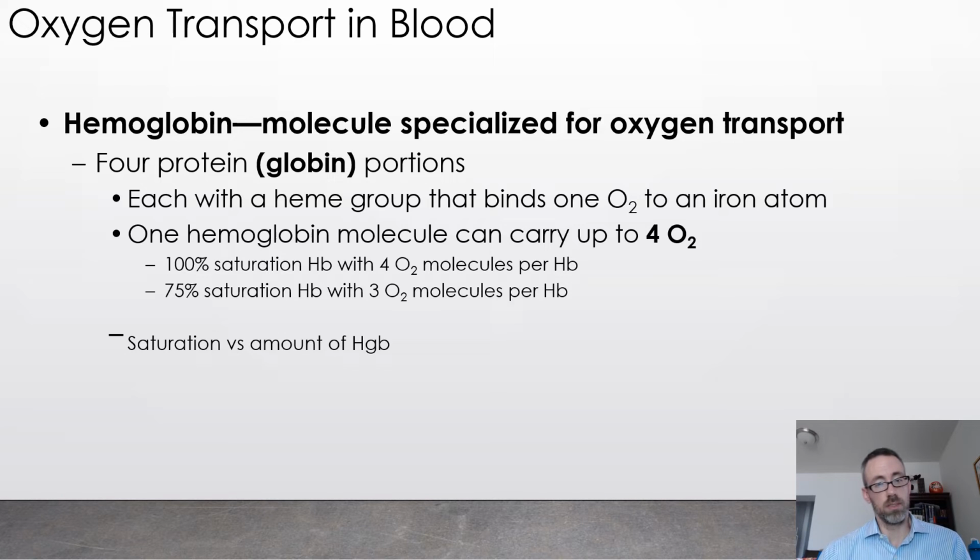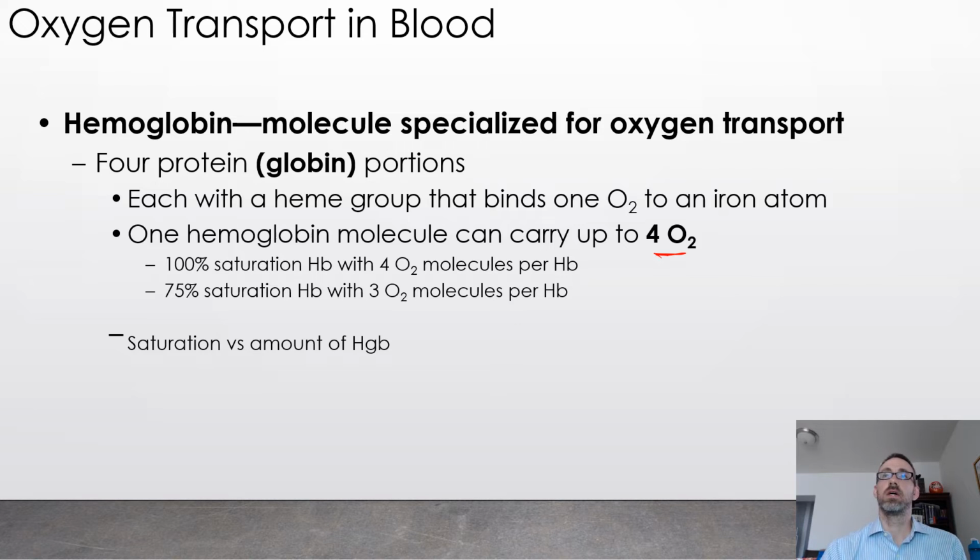And hemoglobin, just in brief, is specialized for oxygen transport. There are these 4 globin portions, primarily those alpha and beta globins. They have a heme group, and that heme group has an iron at its center, and each one of those heme groups can bind to 1 oxygen molecule. So that means 1 hemoglobin molecule made up of those 4 hemes with 4 iron centers can bind up to a maximum of 4 oxygen molecules. So every hemoglobin molecule, 4 oxygen molecules.